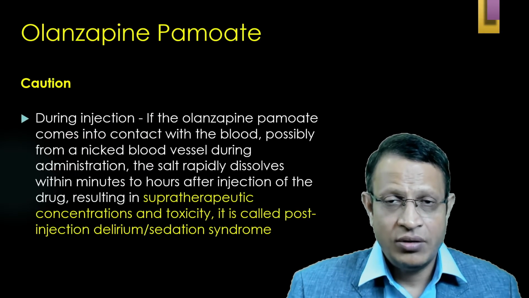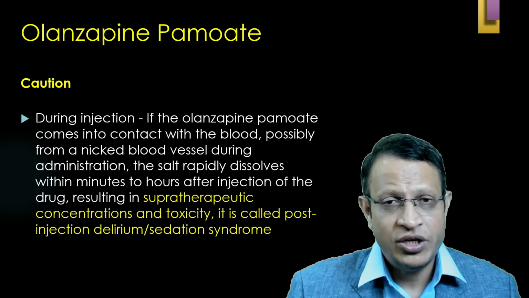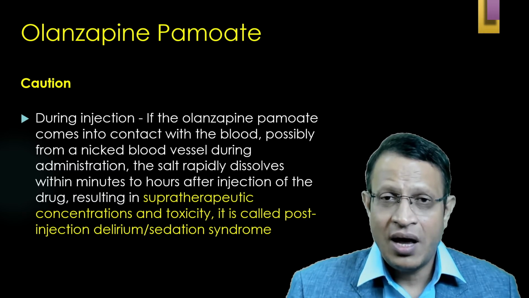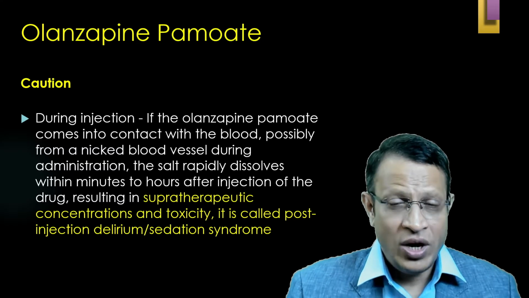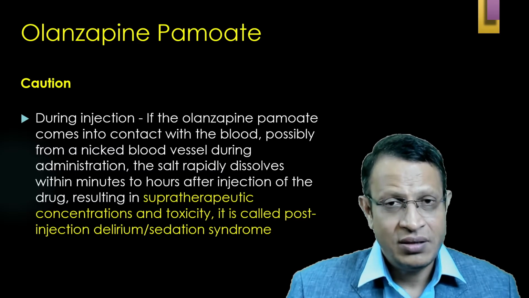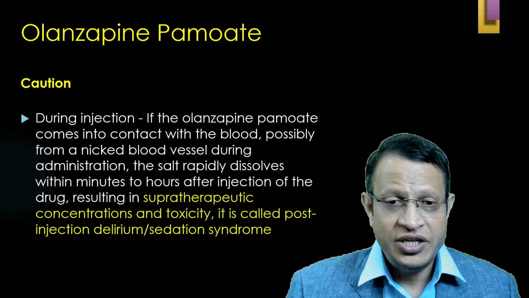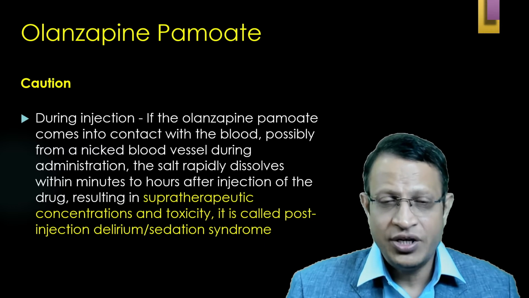Once you give the injection of olanzapine pamoate, you need to observe the patient. The main reason is if by chance olanzapine pamoate is pushed into the IV or intraarterial, or even if bleeding occurs intramuscularly when you give this, olanzapine pamoate suddenly starts dissolving and olanzapine is released rapidly into the blood, reaching supratherapeutic levels and causing toxicity. This toxicity of olanzapine pamoate is called post-injection delirium or sedation syndrome.